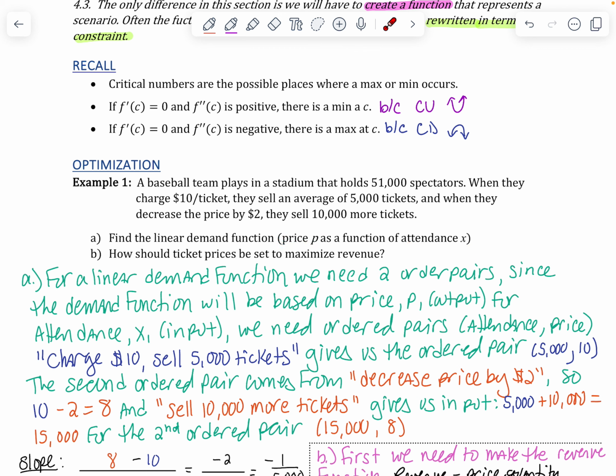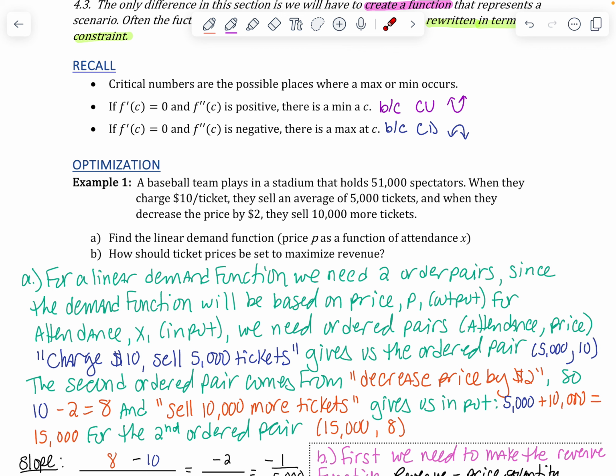Repeating some of that, for a linear demand function, we need 2 ordered pairs to find a straight line. Since the demand function is based on price, that's the output, based on the number of attendees. So how many people are attending is going to help us determine the price, the demand. So we're going to create ordered pairs from what we have. The original statement was that they charge $10, they sell 5,000 tickets. So the number of tickets sold is the attendees, and the price per ticket, in our case, is $10.